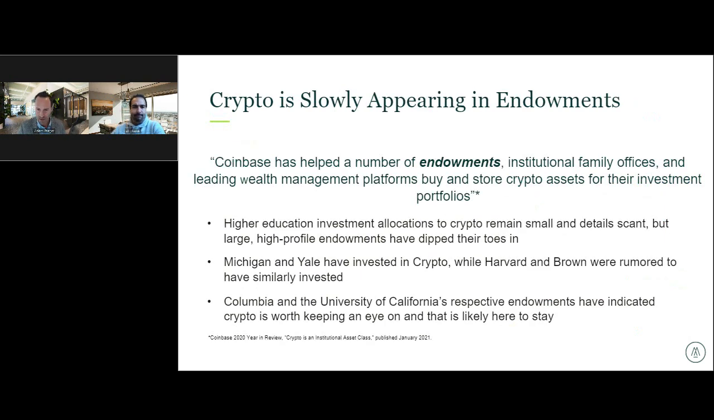I think I already spoke about this. Again, these are larger, well-endowed institutions. Michigan and Yale have announced that they've invested in crypto. Harvard and Brown are rumored. Columbia and University of California have mentioned that they're keeping an eye on it.